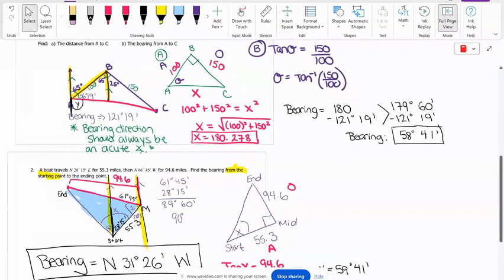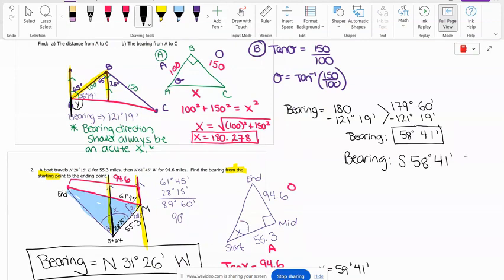This bearing of 58°41' from A to C was south what? From A to C? Southeast, right? From A to C was southeast. So this bearing was south 58°41' east.